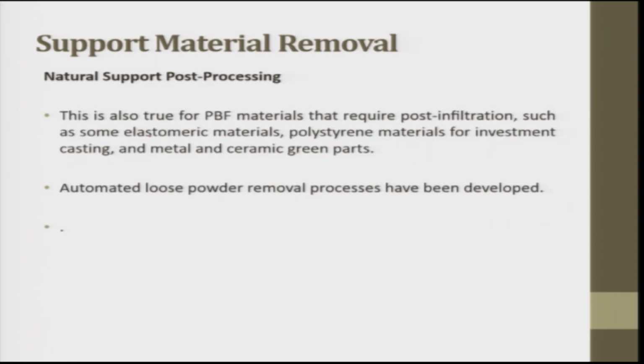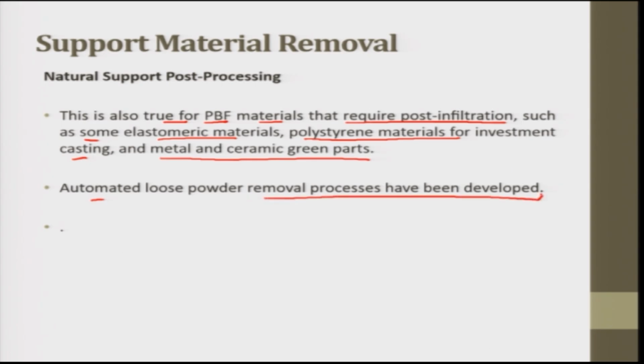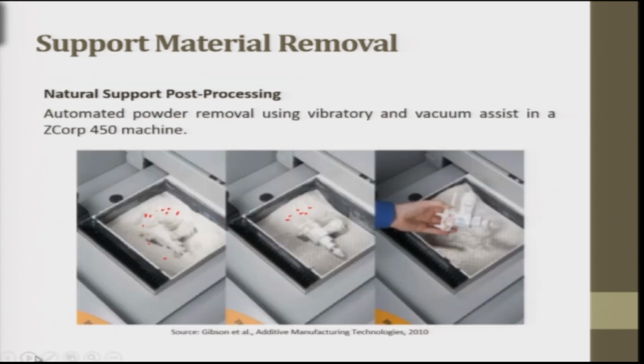So, this is also true for powder bed fusion materials that require post infiltration, such as some elastomeric materials, polystyrene materials for investment casting, and metal and ceramic green parts. Automated loose powder removal processes have been developed. Now, what are these processes? These are standalone apparatuses which are integrated into the build chamber.